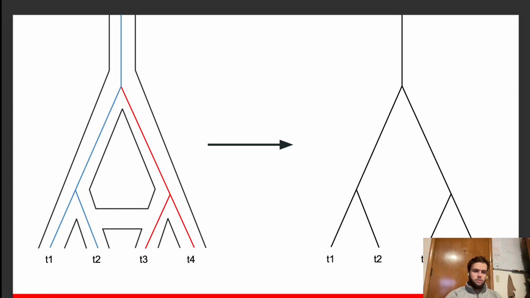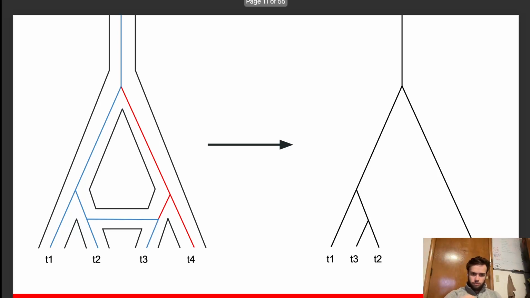And so we can see that there are blue lines and red lines. Each different color represents a different version of that gene. So as the gene evolves and as the species evolve, the gene changes. And so here we see that T3 and T4 have the same version, so they're going to be pretty easily identified through this gene as being closely related, and the same goes for T1 and T2. And so if we were to sample this gene from these species, we might get the gene tree that we see on the right here.